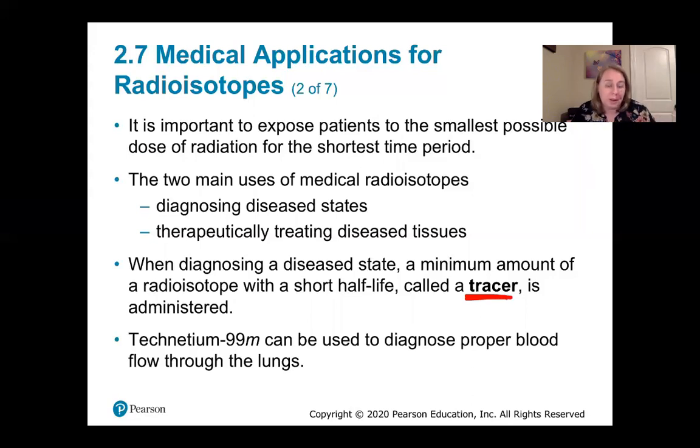For example, technetium-99, that's the one that we were talking about before, and it's a tracer because you don't need a whole lot of it, and it's cleared relatively quickly. And so we can use this to actually diagnose blood flow in the lungs.